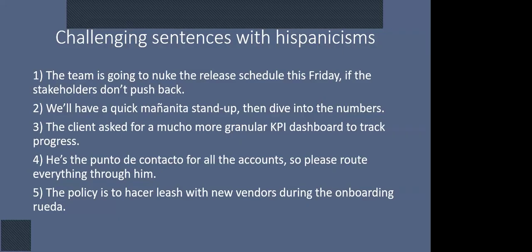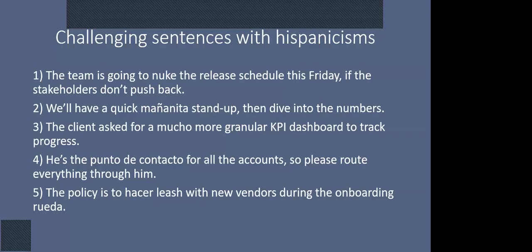For example, in number 3, is there a mistake? I don't know, because it doesn't sound like the others. Although they have Spanish and English mixed, I think they're quite grammatical. But number 3, the client asks for a mucho more granular KPI. Okay, KPI.